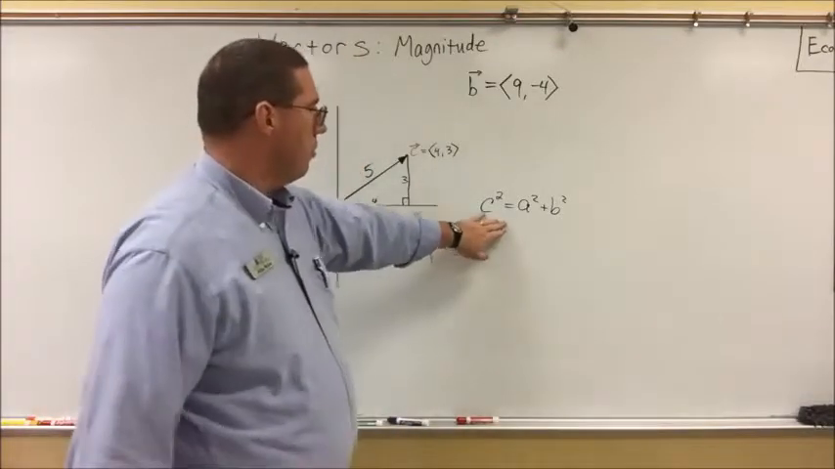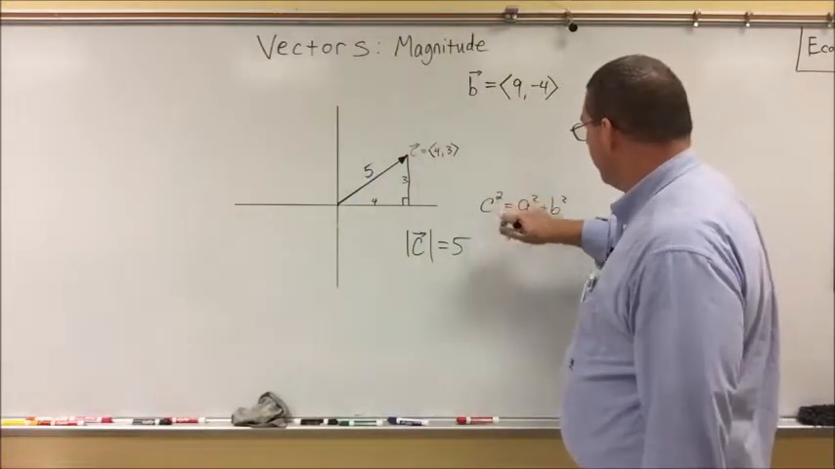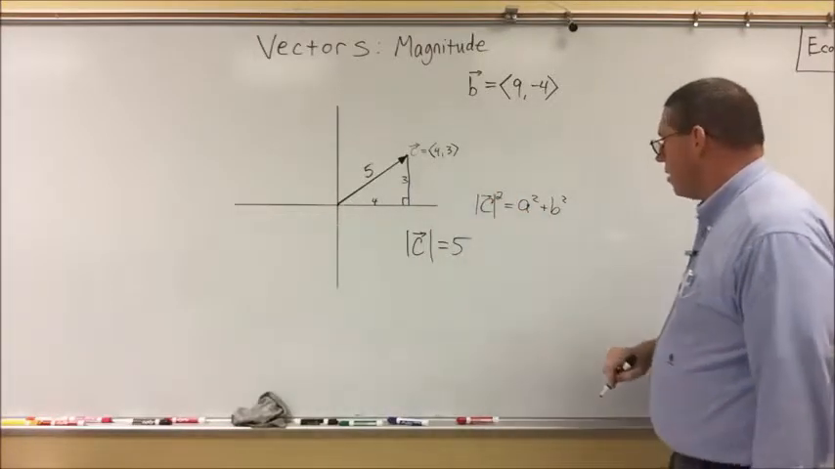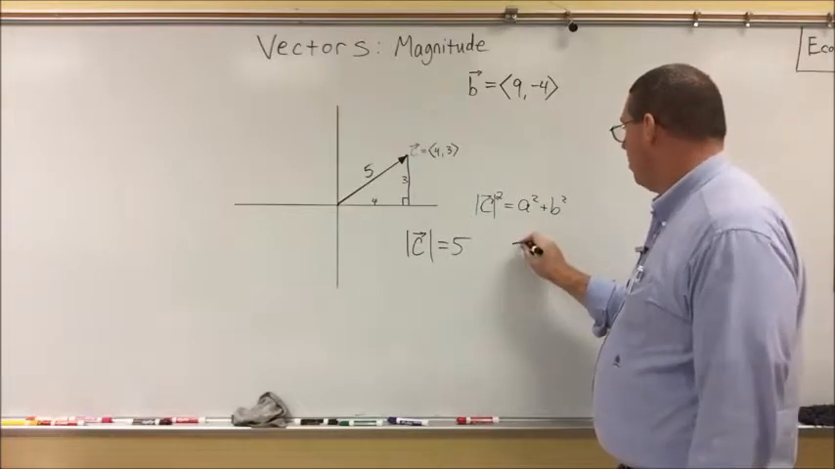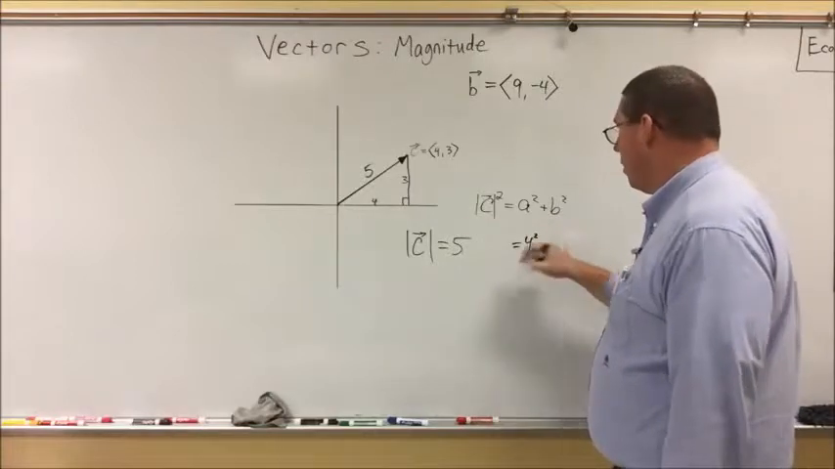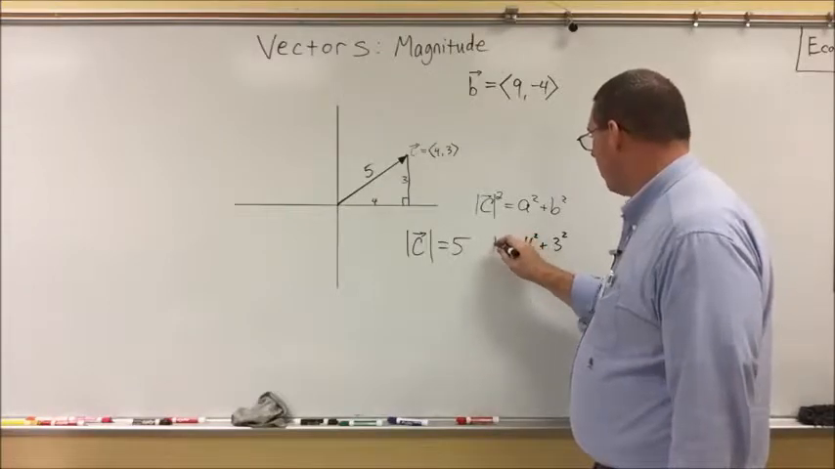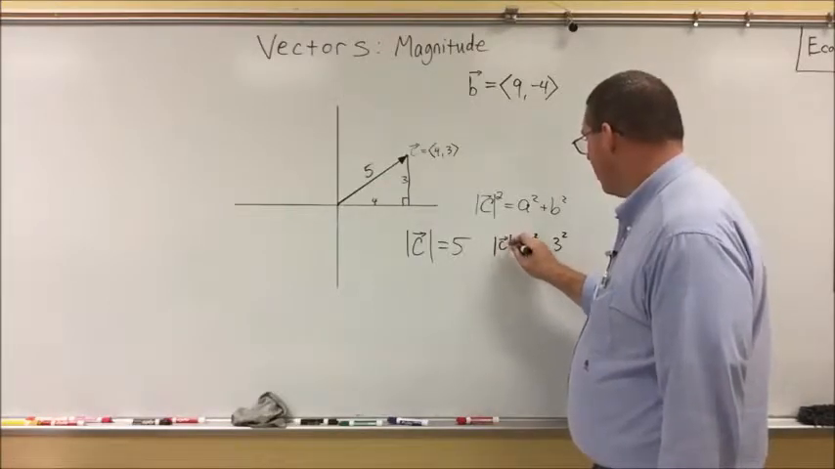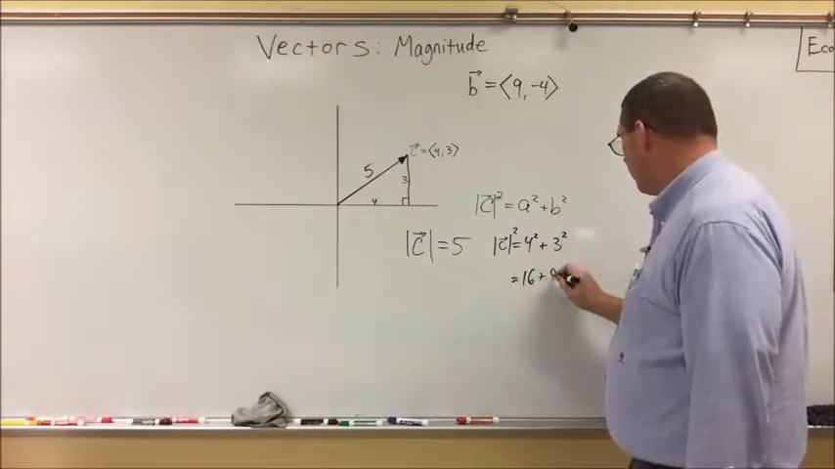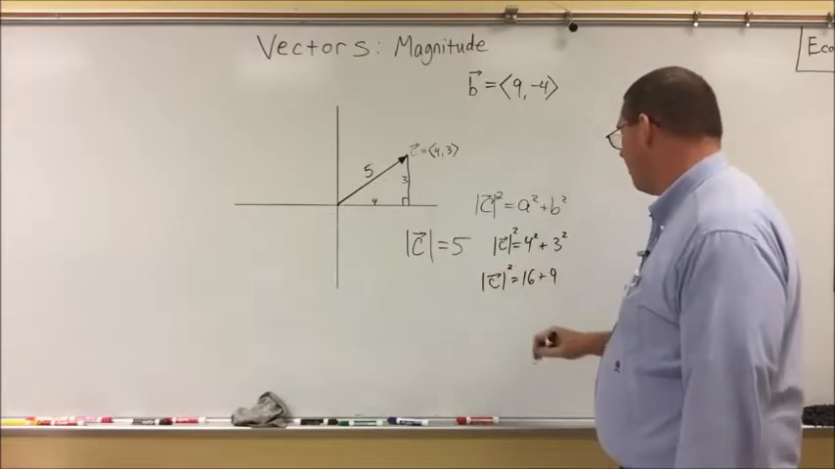But let me prove it to you, okay? I'm going to use A squared plus B squared equals C squared. And actually, really what this is going to be is the magnitude of vector C squared. Okay? So let's call this A and this B. We're going to put 4 in for A, so we've got 4 squared, plus we'll put a 3 in for B, 3 squared, is equal to the square of the magnitude of vector C. Okay? And so 4 squared, that's 16. 3 squared, that's 9.